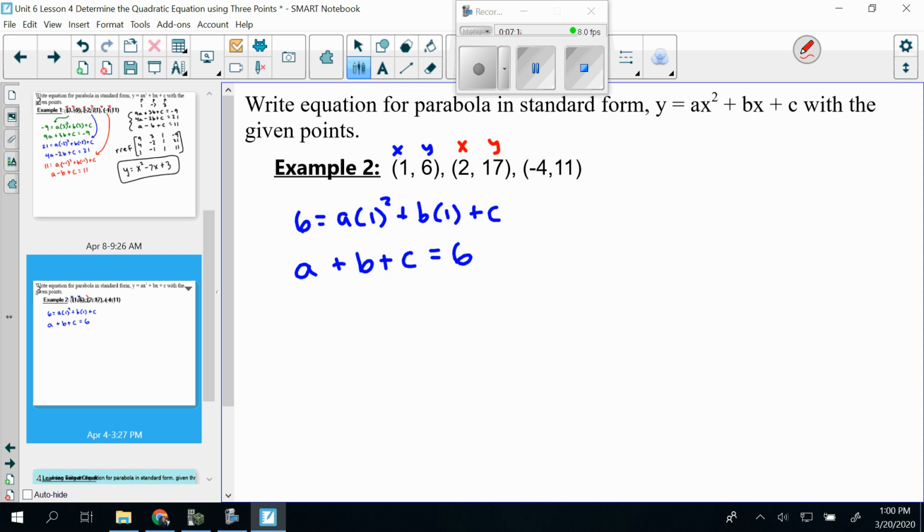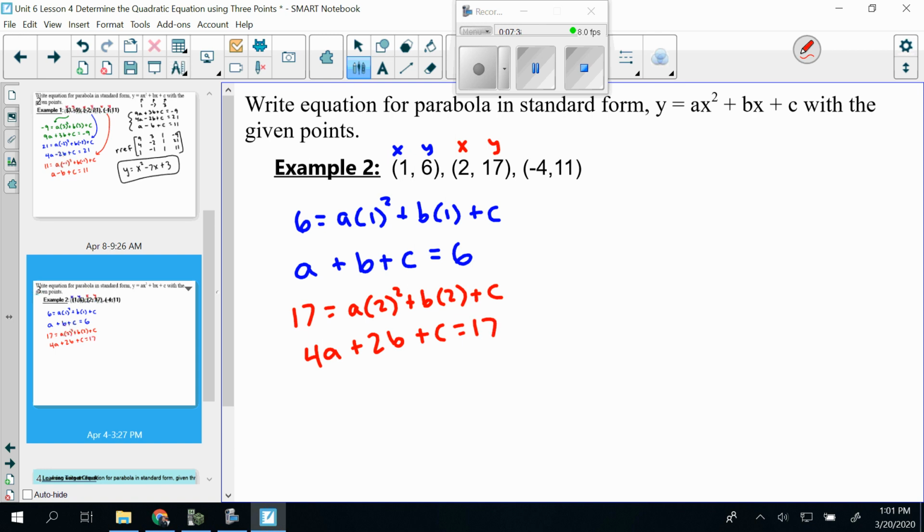So this next one, again, we got x and a y. Put 17 in for y. Put 2 in for all the x's. So we got a times 2 squared plus b times 2 plus c. Simplifying that, 2 squared is 4a plus 2b plus c equals 17.